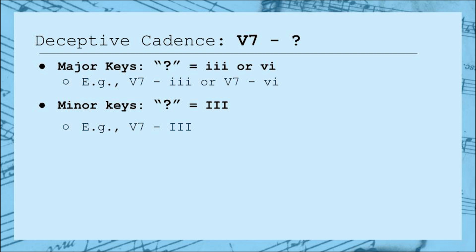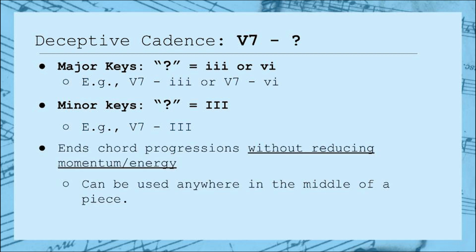A deceptive cadence essentially uses the same 5 dominant 7 chord, but forces it to resolve to a different target. Usually the minor 3 or minor 6 chords in a major key, or the major 3rd in minor keys. Each of these chords can resolve the functional tritone, but not nearly as effectively as the 1 chord. Since they're not as efficient at stopping momentum, you can use a deceptive cadence anywhere in the middle of your music to end a chord progression without killing any of the momentum or energy you have in your music.